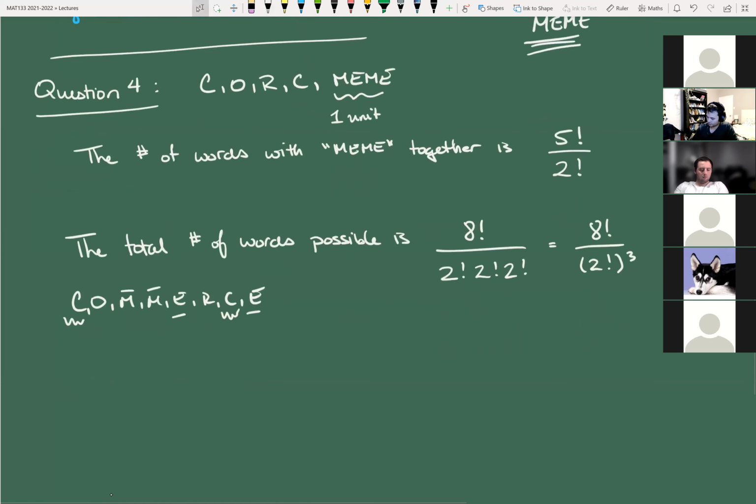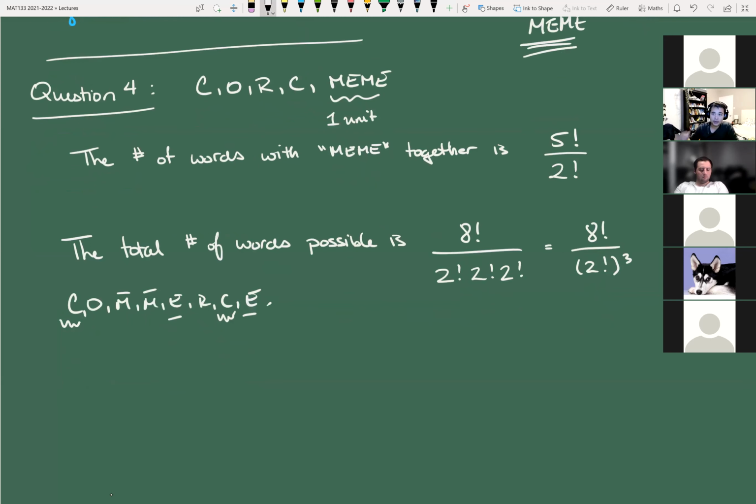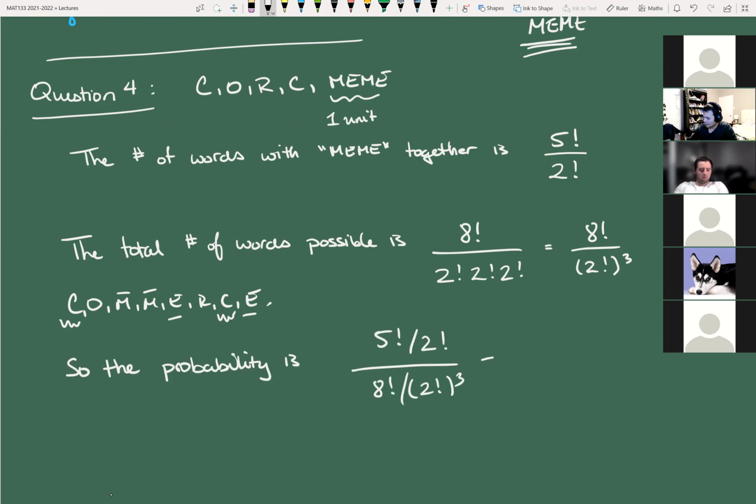Hopefully, everyone. And so to get now the probability, we divide the number of outcomes that we want by the total number of outcomes. So the probability is the number of outcomes we want, 5 factorial divided by 2 factorial, divided by the total number of possible outcomes, 2 factorial cubed, like that. And you can work that out, whatever it is, 1/84.